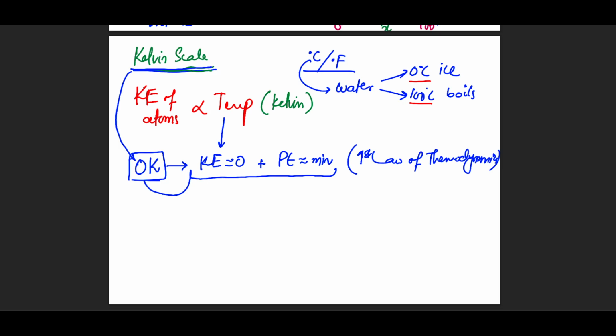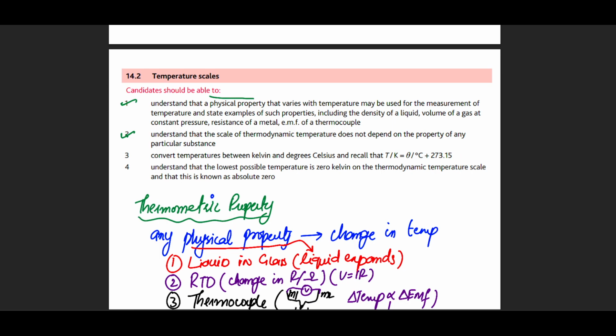So Kelvin scale is unbound by the property of substance. So this is actually what it means by this statement in the syllabus. It does not matter. What matters is the kinetic energy of atoms and potential energy of atoms, irrespective whether you're talking about, let's say, water, let's say copper, let's say plastic, or anything else.